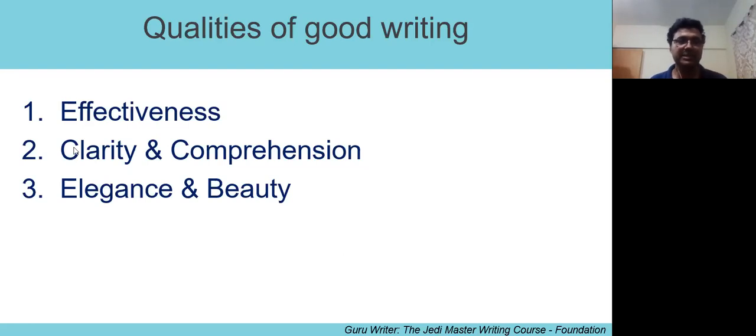So let's come back to this. In my opinion, the next most important aspect of good writing is clarity and comprehension. What do I mean by clarity? That your writing is very clear, it's unambiguous. And comprehension, that is the person who's reading it understands what is being said. Right? And then comes elegance and beauty. Once you have effective writing that is clear and can be comprehended easily, then the aspect of elegance and beauty comes into play.